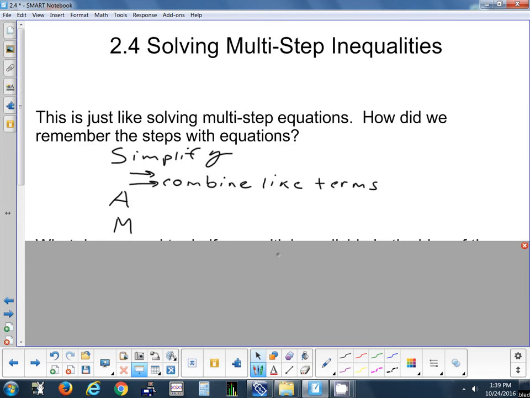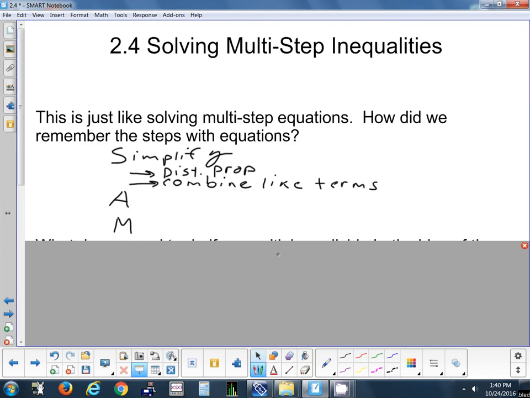And what do we have to do first? It doesn't always come up. Sometimes it comes up. It has to do with parentheses. Josh? The distributive property. Okay, so everyone should be writing those 2 steps down under simplify. Okay, distributive property and combine like terms. All right, so that's our first step.